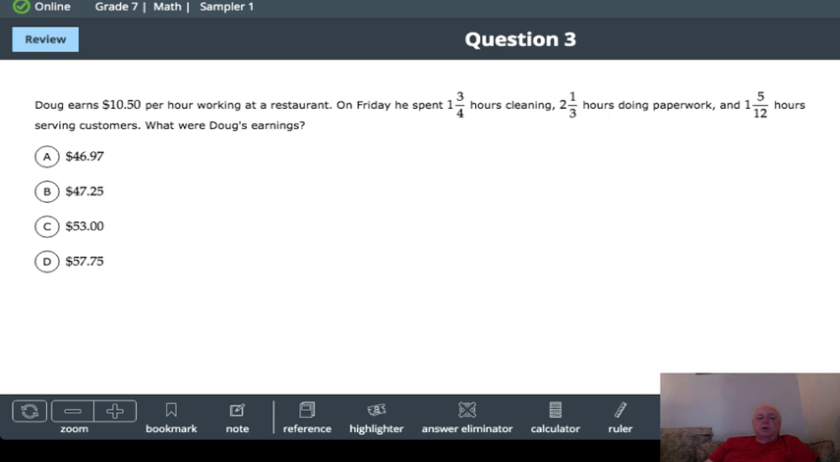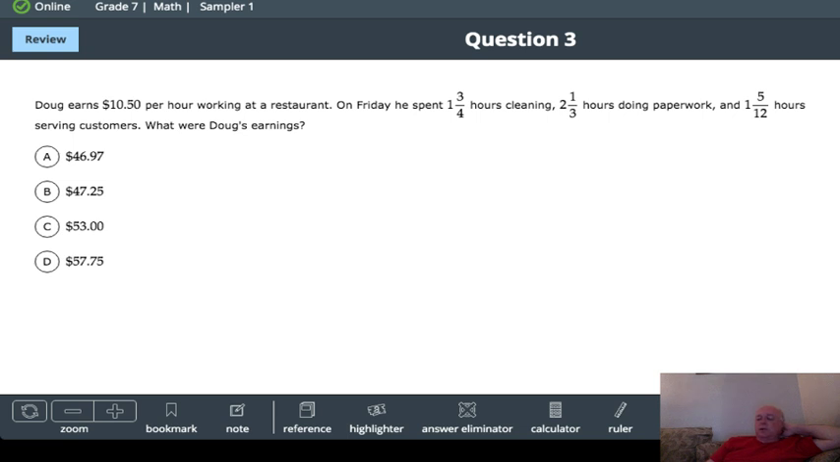Doug earns $10.5 per hour working at a restaurant. On Friday, he spent 1 3/4 hours cleaning, 2.5 hours doing paperwork, and 1 5/12 hours serving customers. What were Doug's earnings? Okay, so we have the amount he makes per hour. We have him doing various activities, and what is his total earnings.